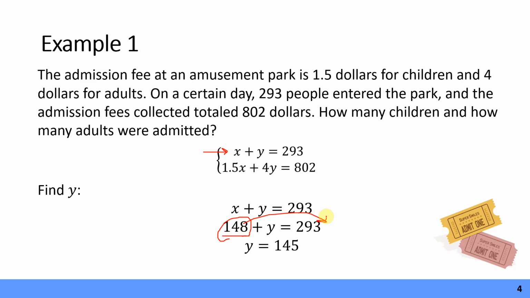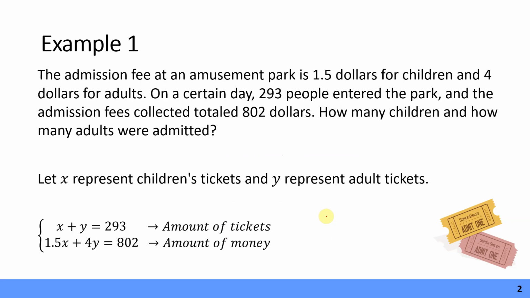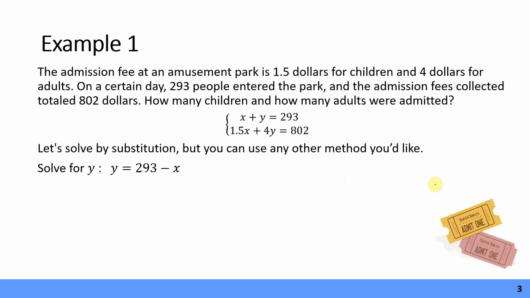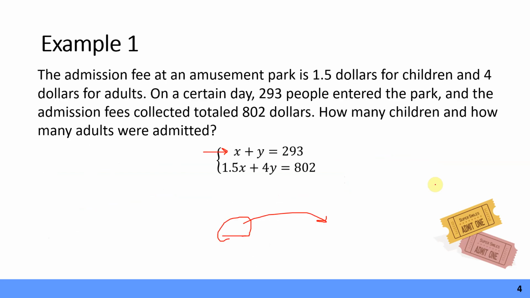Of course, I know you're so tired, but we're not done yet. The last thing we have to do is make sense of our numbers. I know that x is 148 and y is 145, but what does that mean? So I'm going to go quickly back to the first slide where we talked about it. And remember, this is very important: now you have to go back and remember what x is and what y is. X represents the children's tickets and y represents the adult tickets. So now I can understand what my answers mean.